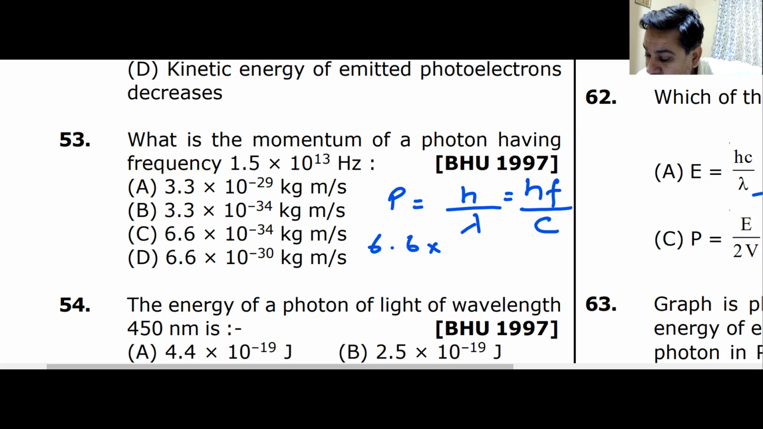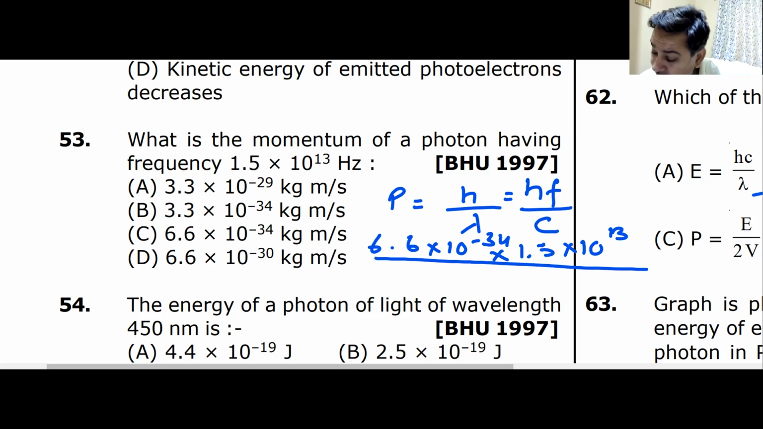6.6 into 10 raised to the power minus 34. That is one part. Multiplied by frequency, which is 1.5 into 10 raised to the power 13. Divided by the speed of light, 3 into 10 raised to the power 8. So first of all, you can just cut this and write 2.2.